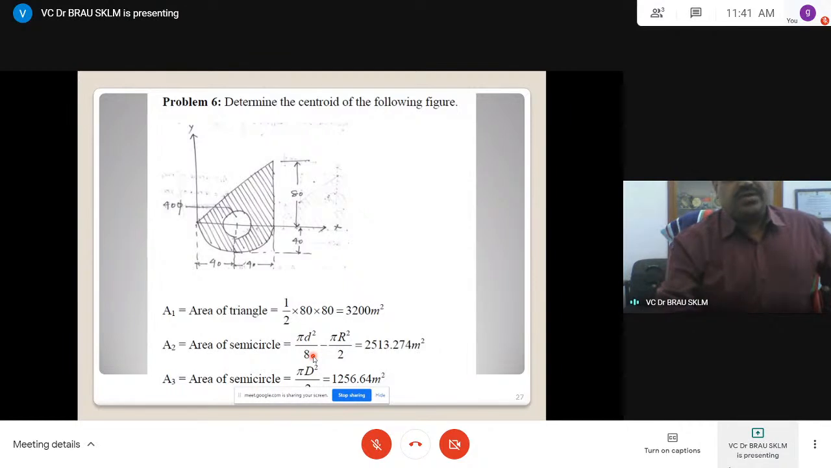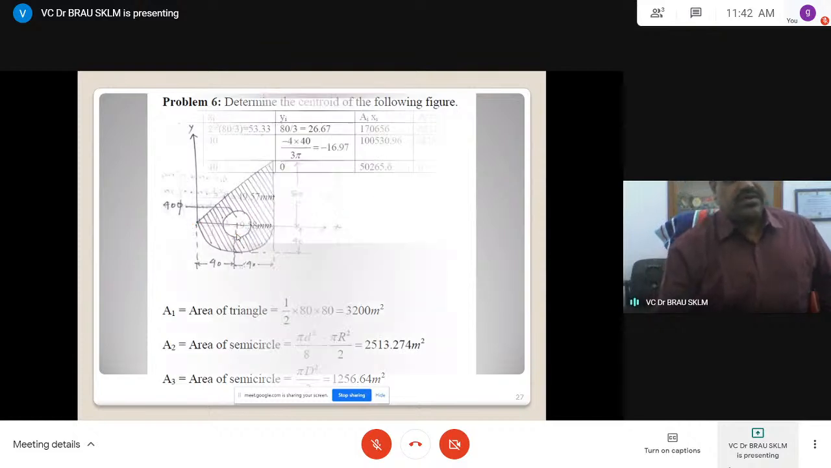And then you find out the centroid. Along the x-axis it is the midpoint, 40. Along the y-axis it is 4r by 3 pi. For the triangle, from the apex it is h by 3 from the base, so 2h by 3 of the total h. From the base, 4r by 3 pi. From this axis it is the midpoint. Like that you can find out.